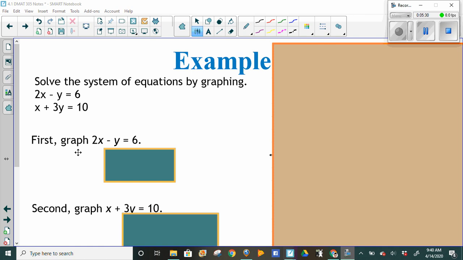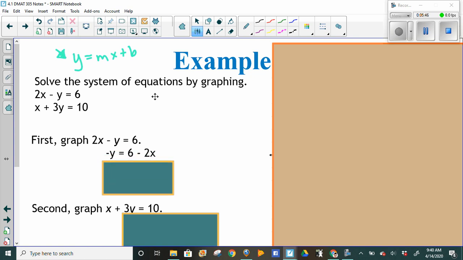All right, so the first thing we're going to do is, in order to graph it, it has to be in the form y equals mx plus b. So we have to get y by itself, otherwise we cannot graph it. So we take this and we're going to subtract 2x from both sides. So we're going to take this 2x and move it over here.